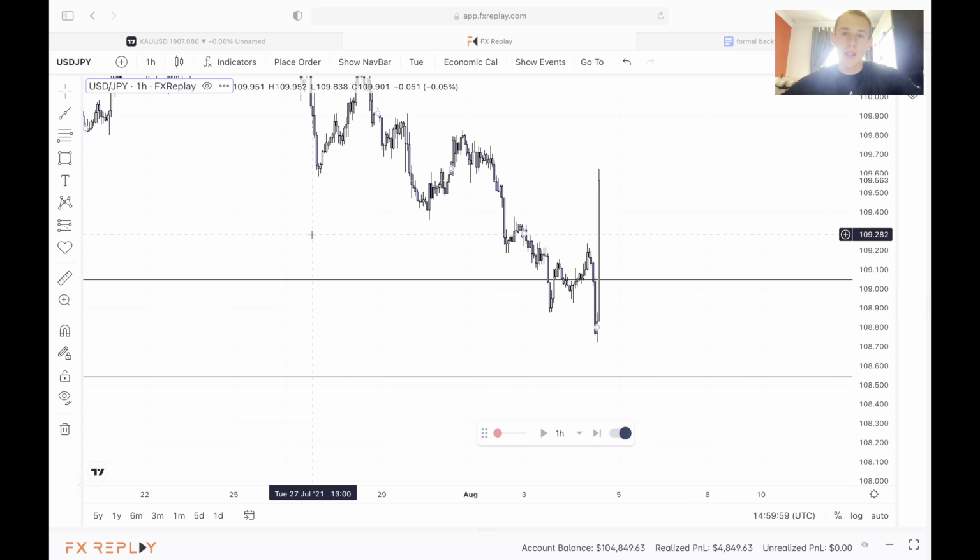There we go. That is exactly what we wanted to see. We've had a sweep of these early buyers. We then get that change of character because we've done a lower low, lower high, lower low. Now price has formed a higher high. So what we'll be looking for is a retest of this area of demand, if price wants to pull back.